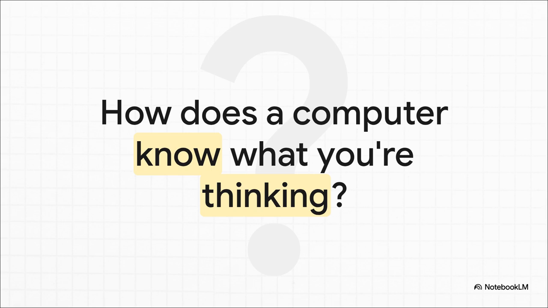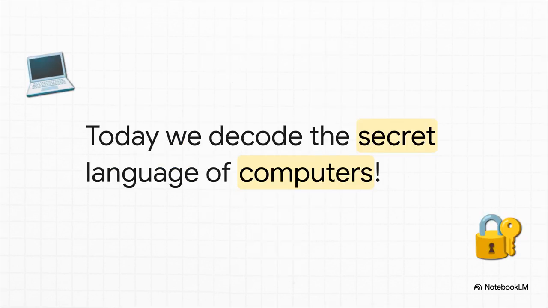I mean, seriously, think about it. A computer is basically just this fancy box of metal and electricity, right? It doesn't have a brain, it doesn't have ears, and it definitely can't read your mind. So when you want it to do something, how in the world does it know what to do? Well, the answer is code.